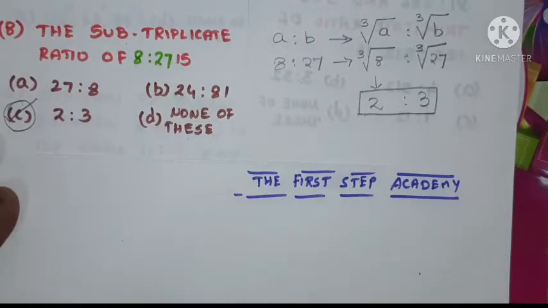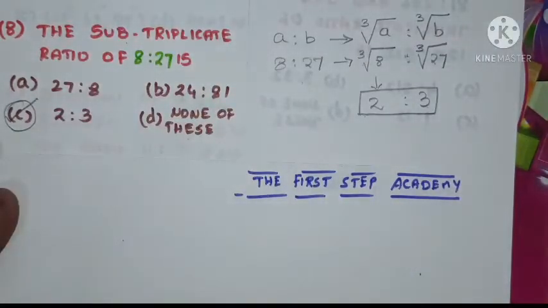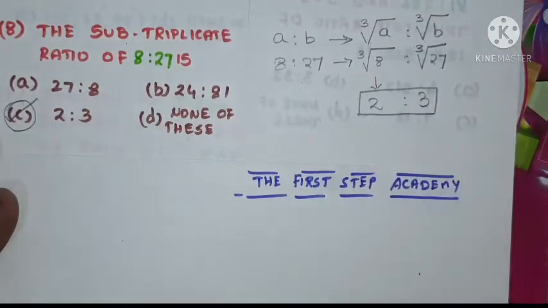So duplicate means A squared is to B squared. Subduplicate means square root of A is to square root of B. Triplicate means A cube is to B cube, right? Whereas subtriplicate means cube root of A is to cube root of B. That's it. You should remember this. Fine. We'll go to the ninth one.